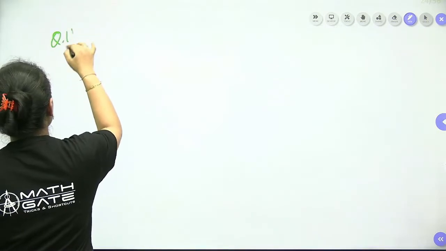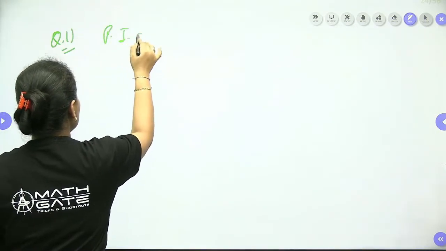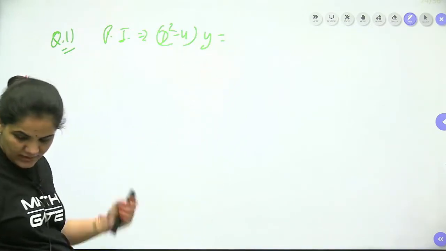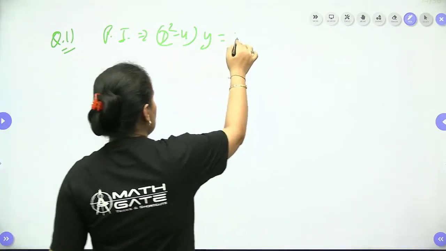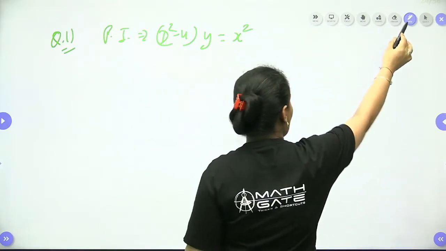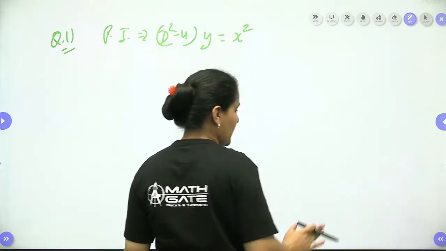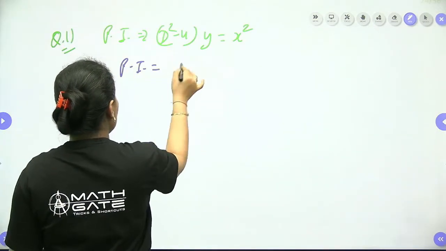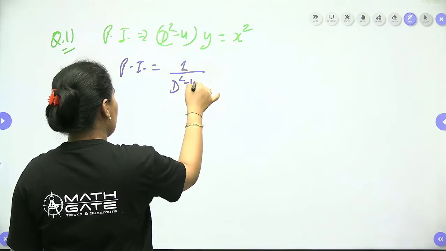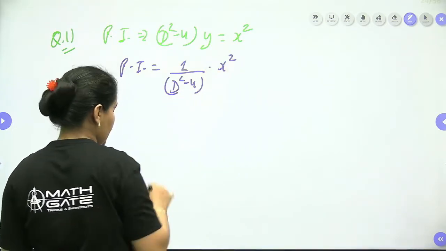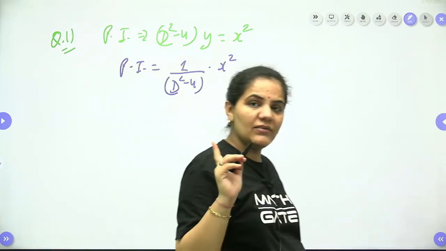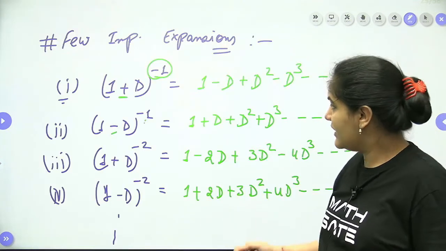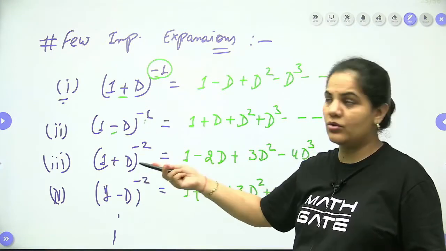Find the PI for (D square minus 4) into y is equal to what we have? We have x square. Whenever we have this question, you can see this is the form of 1 by f(D) into x power m only. So the PI will be 1 by f(D), meaning 1 by (D square minus 4) into x square only. As I already told you, whenever we have this form, we have to convert this into 1 plus D or 1 minus D form. So we have to make any of these forms. So how will we convert?